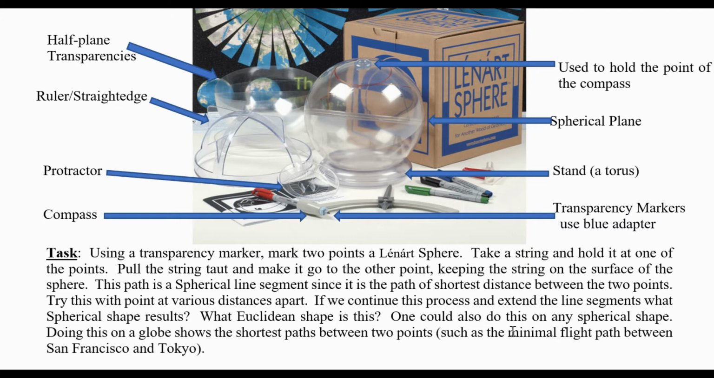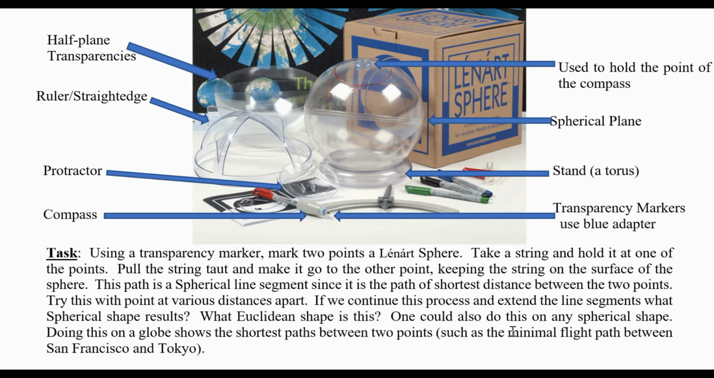That path is going to be a path of shortest distance, so that makes it a line segment, a spherical line segment. It's not a Euclidean line segment, but a spherical line segment. The Euclidean line segment would have to go into the interior of the sphere, which is not part of the spherical plane. Okay, so what shape is it? If we were to continue this, just extend it on and on and on, continuing around, what shape do we result if we extend it as far as possible? What would that shape be called as a spherical object, and what Euclidean shape is it?